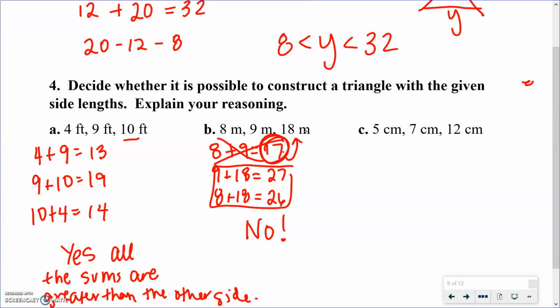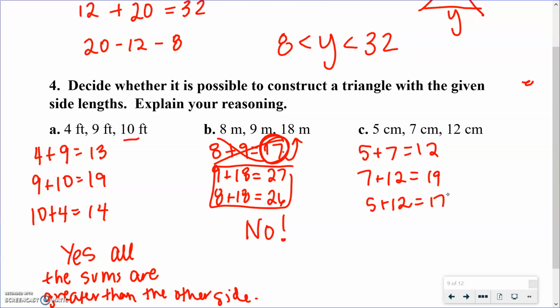So when you do all three sets of sides, they all need to be greater than that other side. And because 8 plus 9 is not greater than 18, that cannot form a triangle. Okay, so let's try this one. We have 5 plus 7, 7 plus 12, and 5 plus 12. So this is 12. This one is 19, and this one is 17.